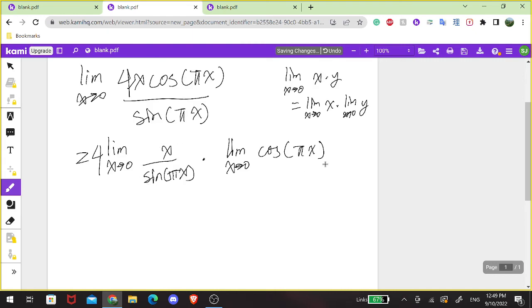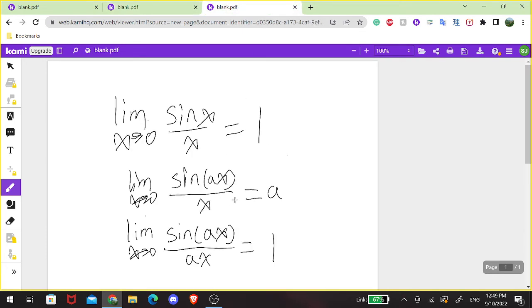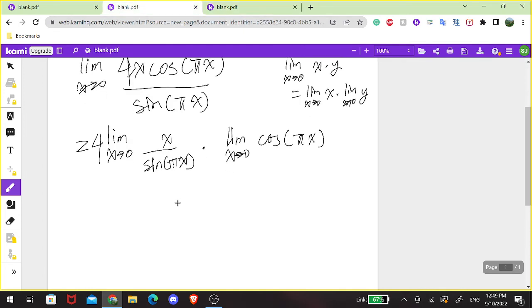Sine of pi x over x. Now isn't that very familiar? Because we saw just now, we saw this formula, right? So we need to try to convert this into this formula, and we can do that by putting everything under 1. So let me show you. So the limit as x approaches 0, so basically take the reciprocal, wait, we call it the inverse. Take the inverse of this.